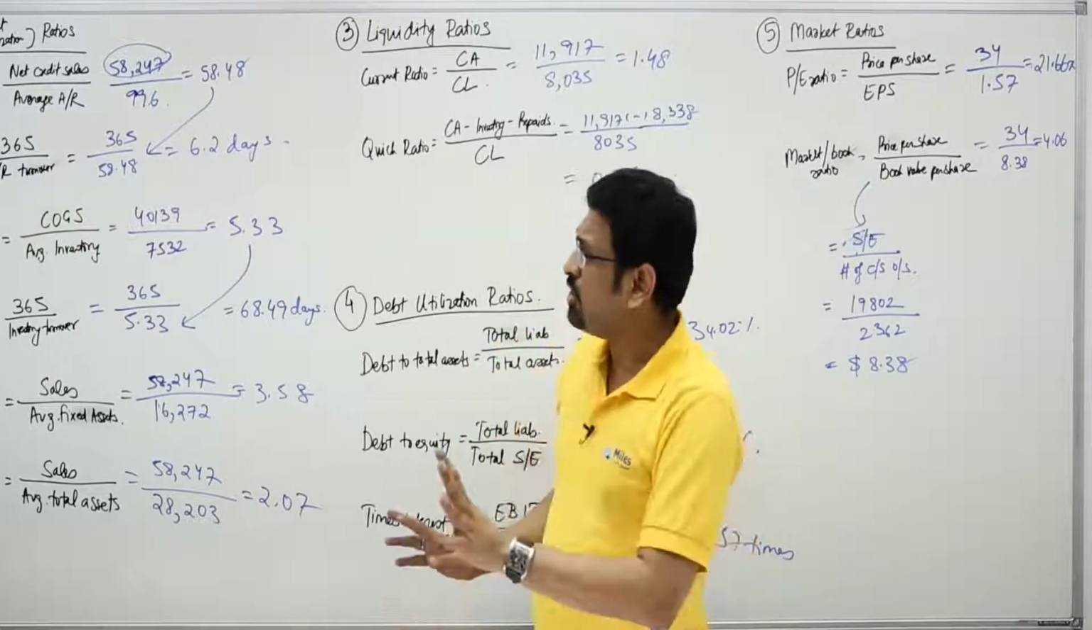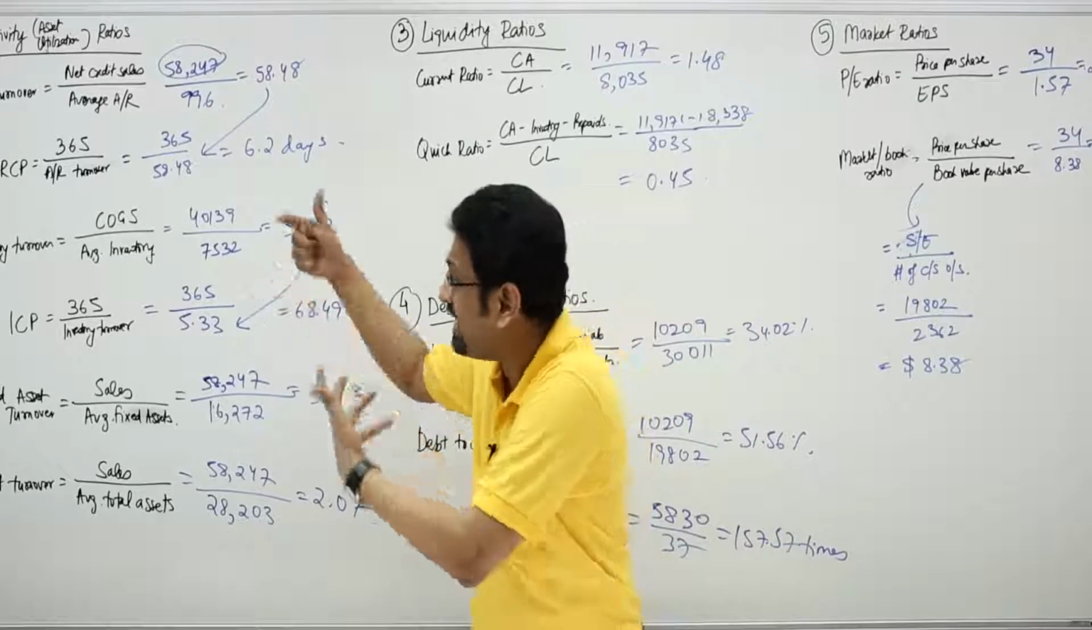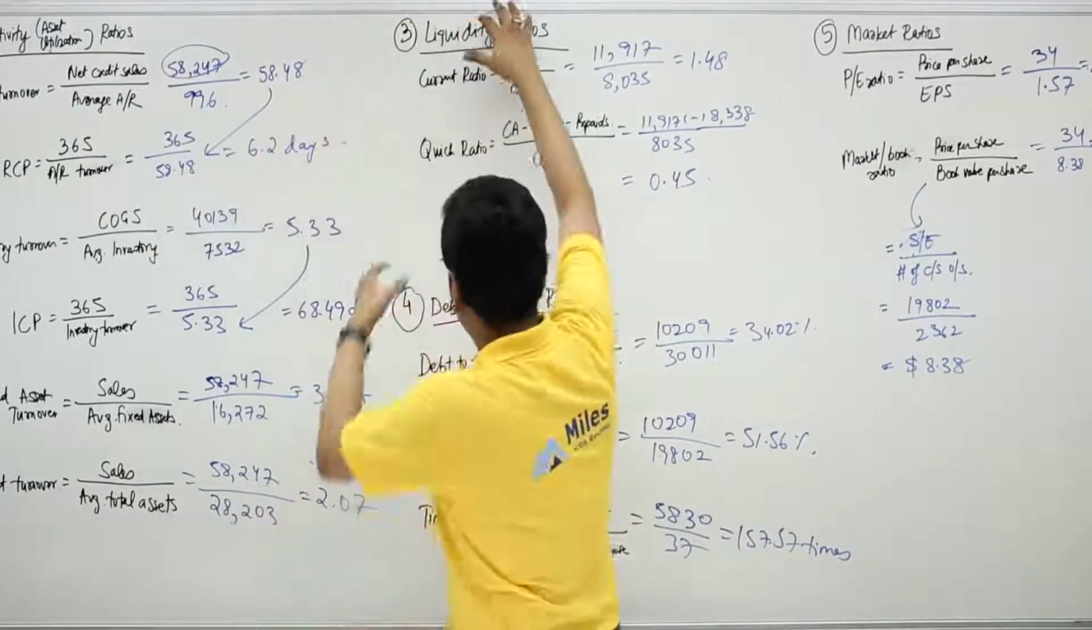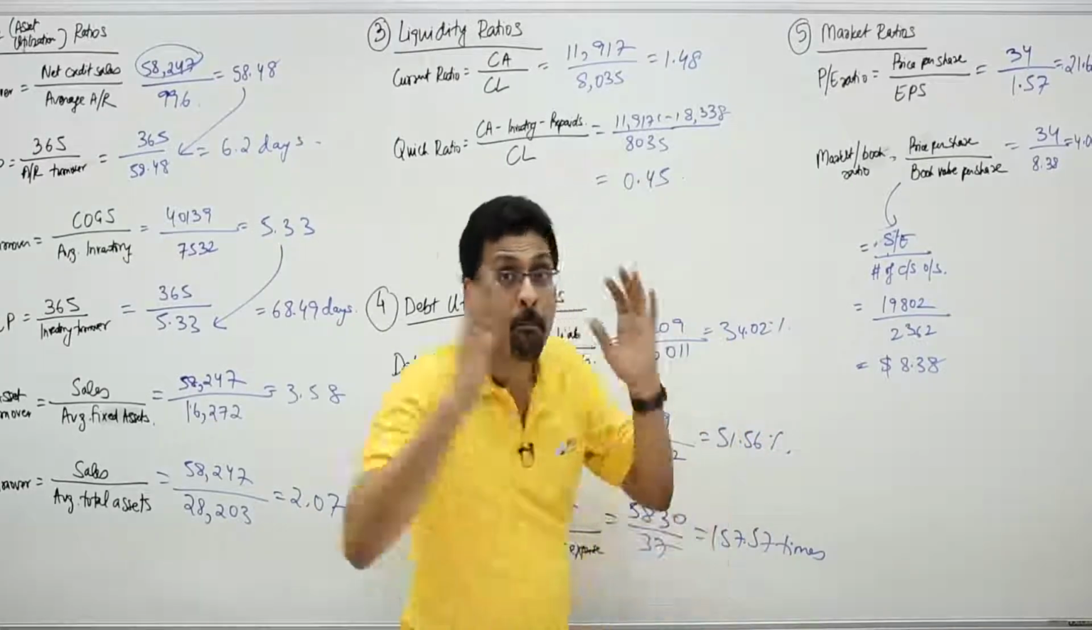So guys, with this we've looked at all the ratios. We've looked at profitability ratios, activity or asset utilization ratios, liquidity ratios, debt utilization ratios and market ratios.